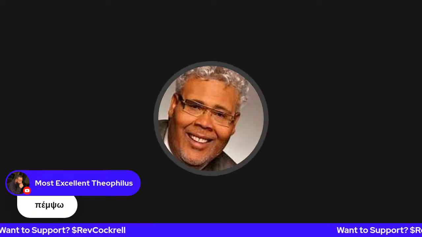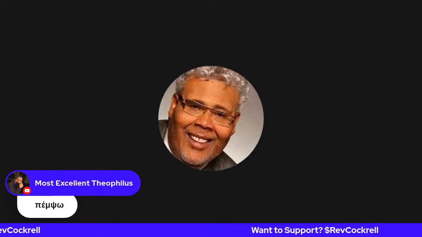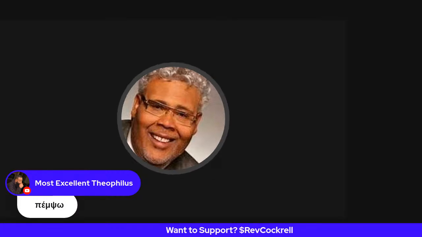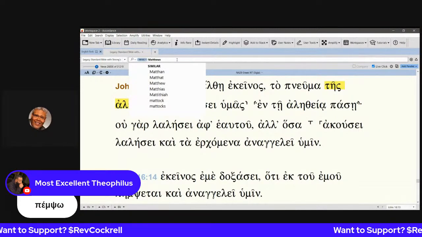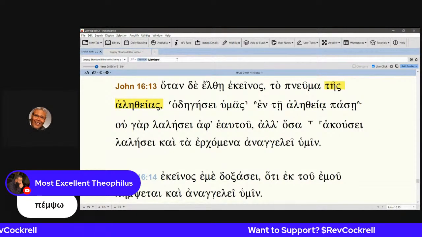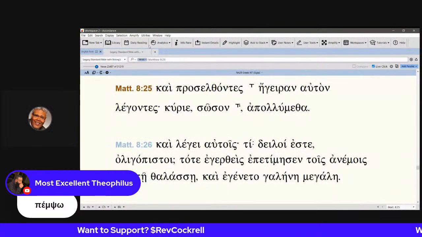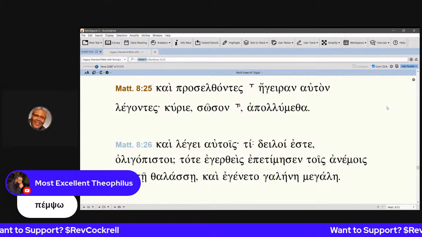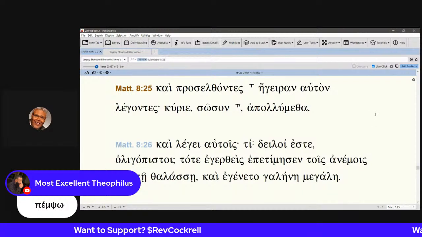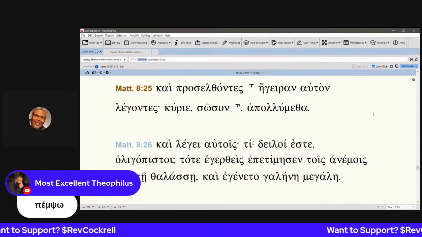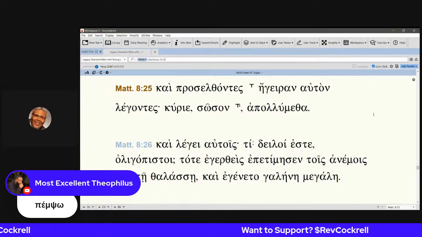All right, let me show you one more cool thing in the Greek text, and then we'll call it a night here. Let's look at how the present tense is used in a narrative, in narration, how it can make the text come alive. So we're going to look at Matthew 8:25.